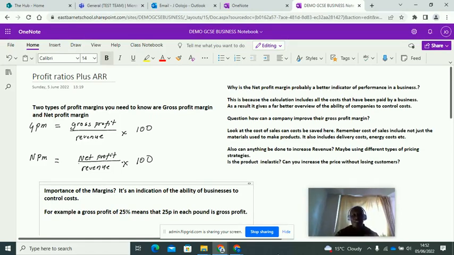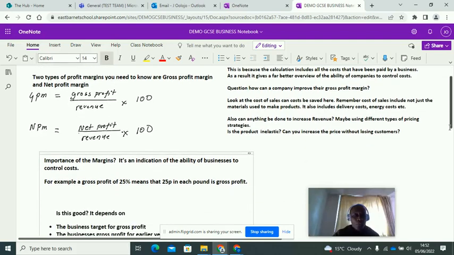Hopefully, you know these formulas, but in case you've forgotten, gross profit margin is the gross profit over revenue times 100. You must know what gross profit is. Okay, net profit margin as well is net profit over revenue times 100. Go back to your previous video and all the work you've done in your schools, and you should know what net profit and gross profit is. It's very, very important.